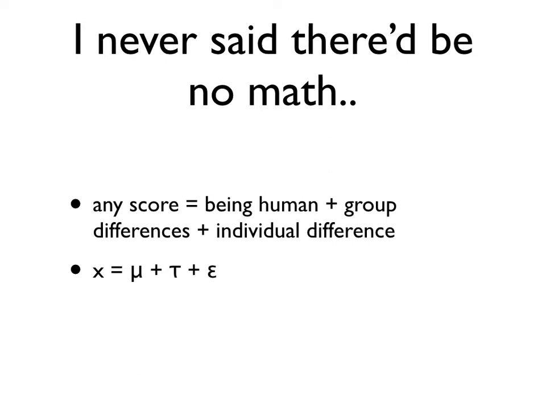So we can make this into math. We could write out any score equals some sort of baseline level and then group effects and then individual differences, or we could say X equals mu plus tau plus epsilon. Okay? Because it's easier to say, it's quicker. We don't have to write out all those words. X is the score, mu is the grand mean, tau is the treatment effect, and epsilon is the individual difference, or error. Typically, in statistics, when we can't directly explain something, we just call it error. Doesn't mean it's wrong.